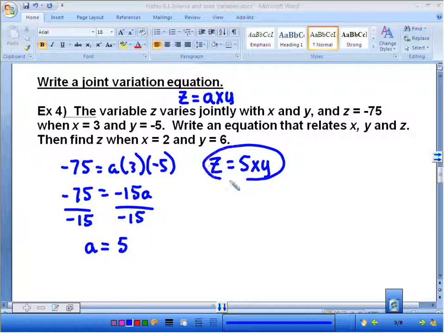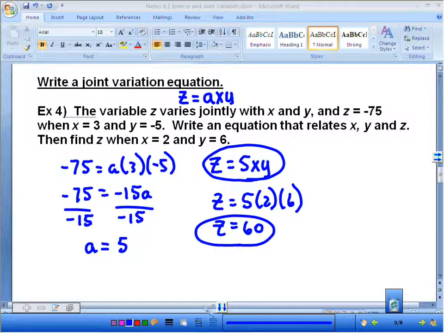There's our equation. And now it's asking us to find z when x is 2 and y is 6. So what is z when x is 2 and y is 6? 30 times 2 is 60, and there's our final answer.